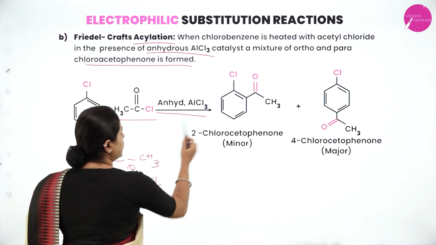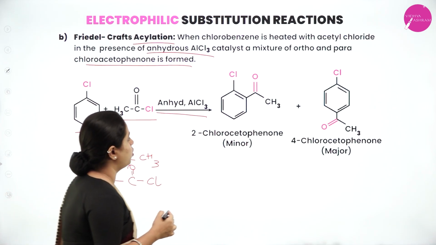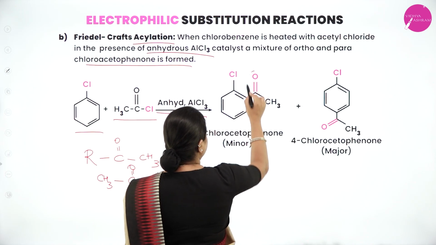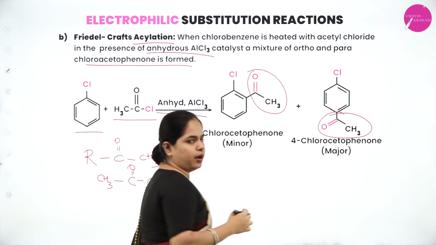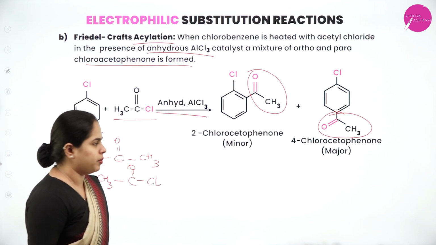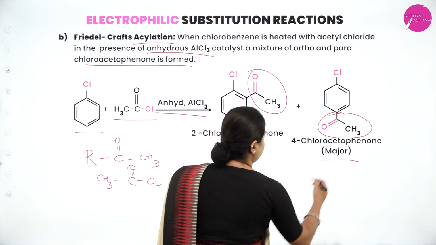Now to this, in the presence of anhydrous aluminum chloride, what is going to happen? Either the COCH3 will be substituted in the ortho position or the para position. So again two products will be formed. Of course, the para one will be the major product.